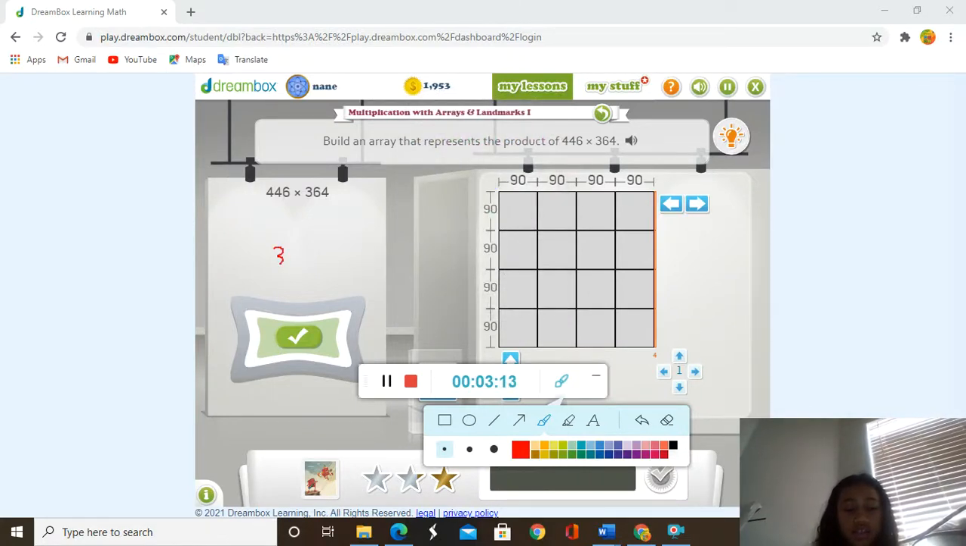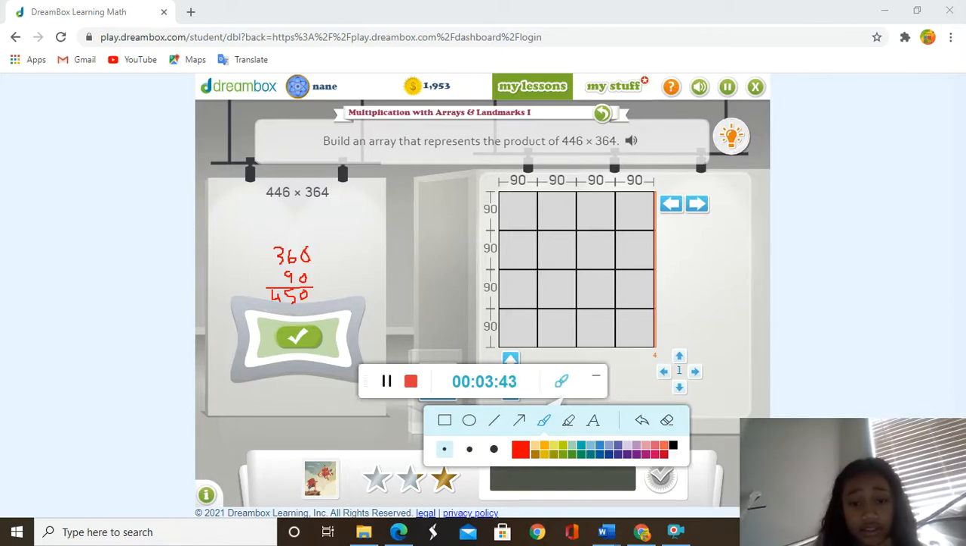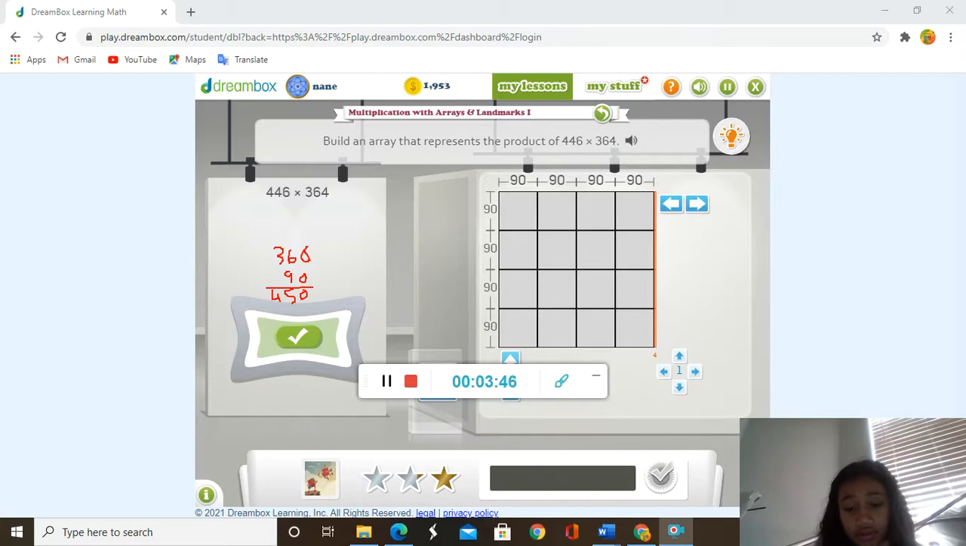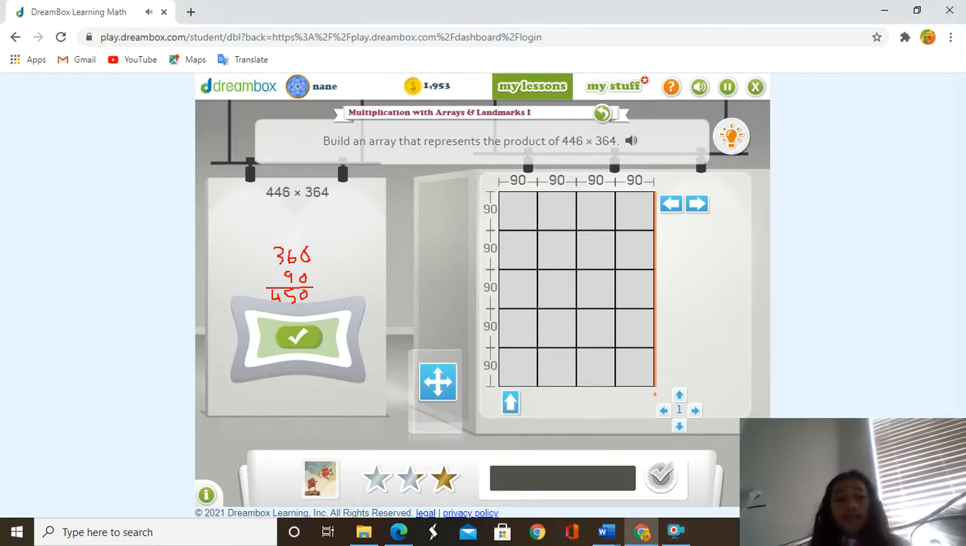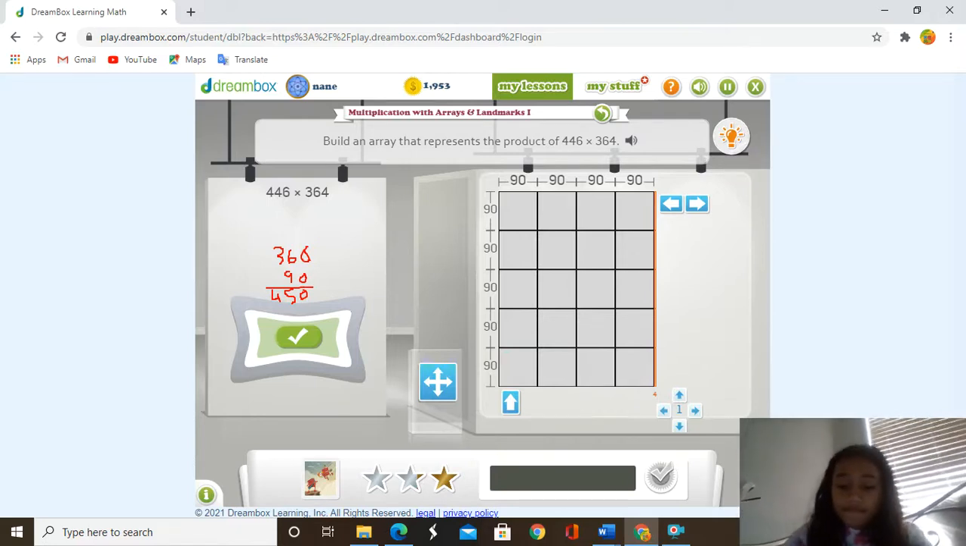Let's see, 364, not 64, 360, because that's what 90 times 4 is, and then let's add 90. That would equal 450. So if it equals 450, let's do one more time. Well, that's over 446. Well, you can also subtract, you don't only have to add. So then what would we do?